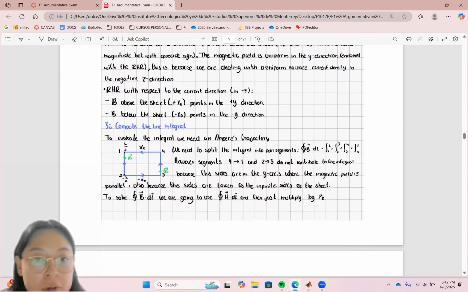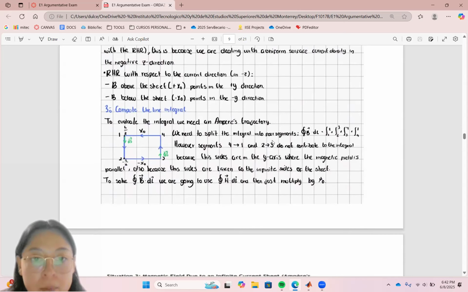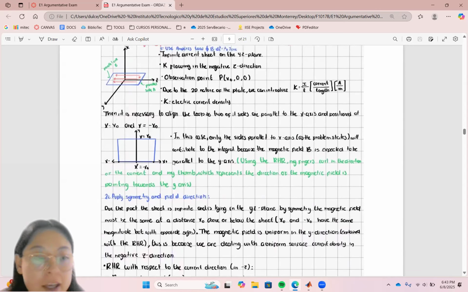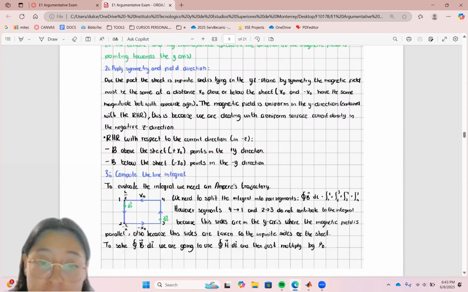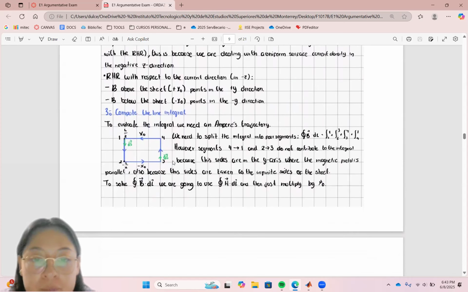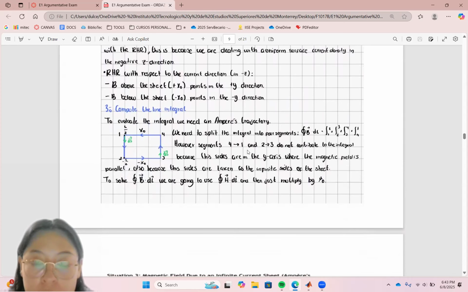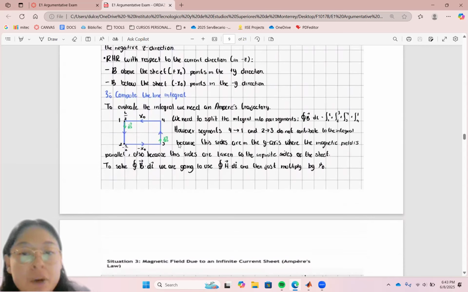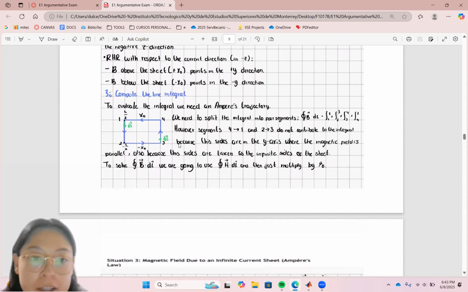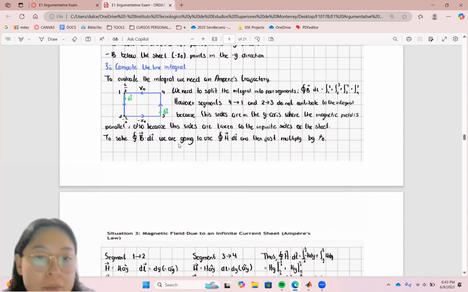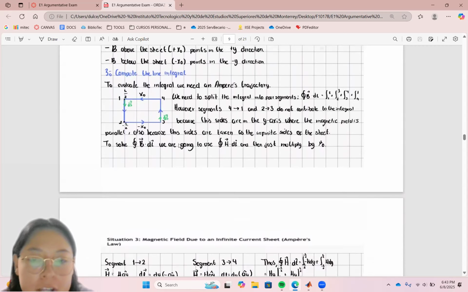And to evaluate the integral, I use Ampere's trajectory, but I split the integral into 4 segments, like the segments of the sheet. In this case, the segments are not infinite, but only for reasons of simplicity. And segments 4 to 1 and 2 to 3 do not contribute to the integral because the sides are along the y-axis, where the magnetic field is parallel. Also, because these sides are taken as the infinite sides of the sheet.